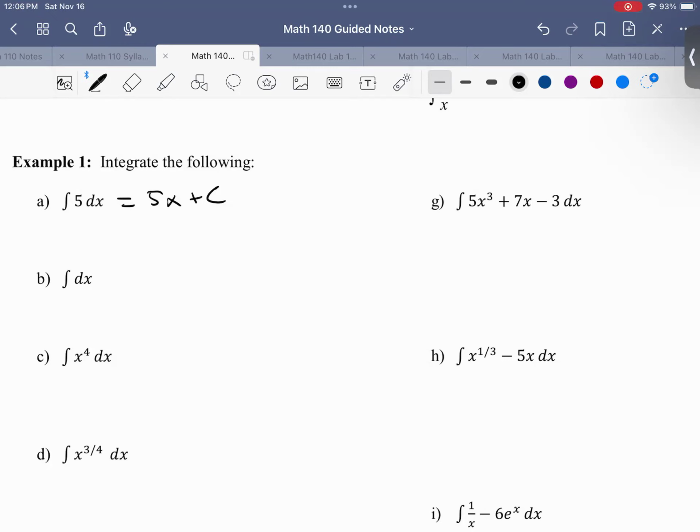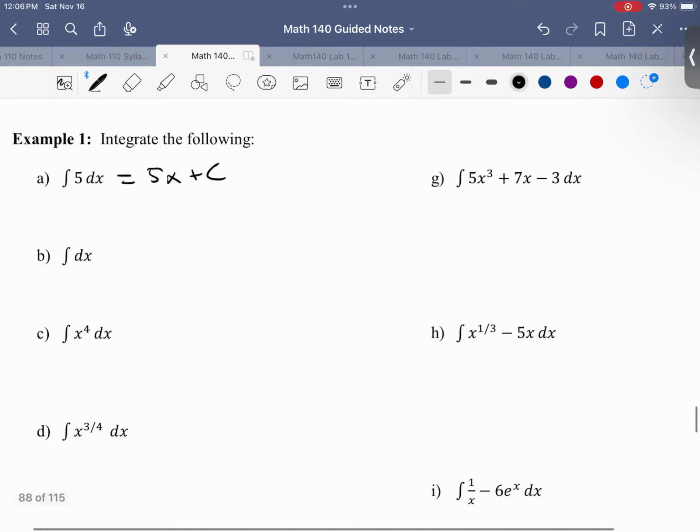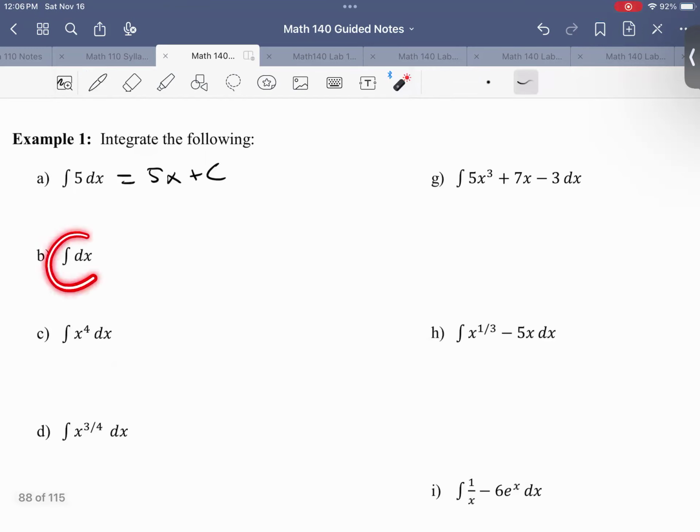So now let's jump to letter B. It just says the integral of dx, but what we have here is just this invisible 1 right here. And so much like letter A, when we take the integral of 1 dx, this would just be 1x plus c, or x plus c.